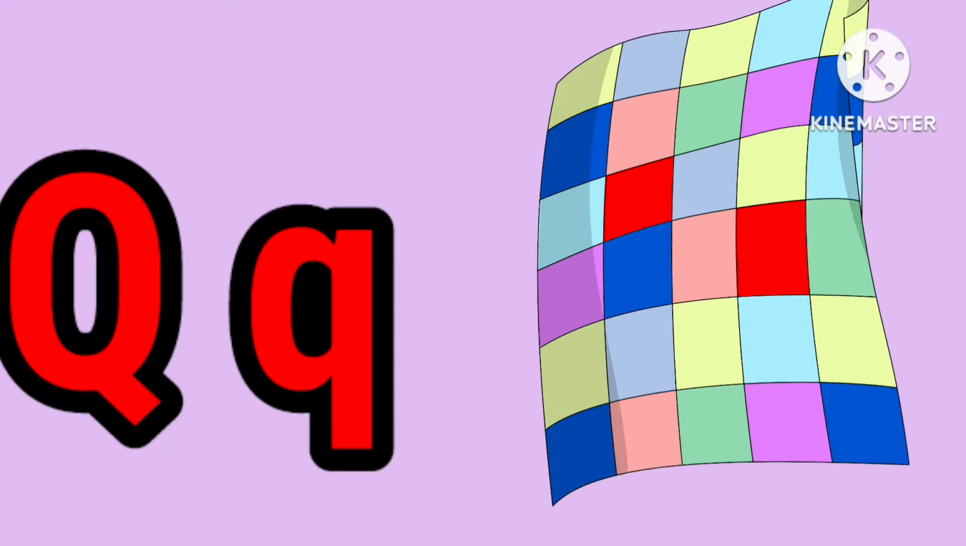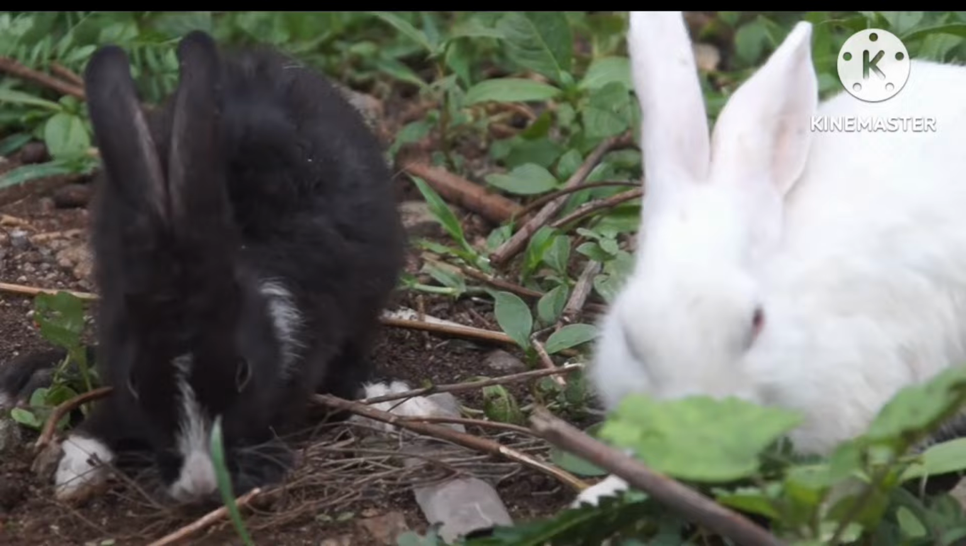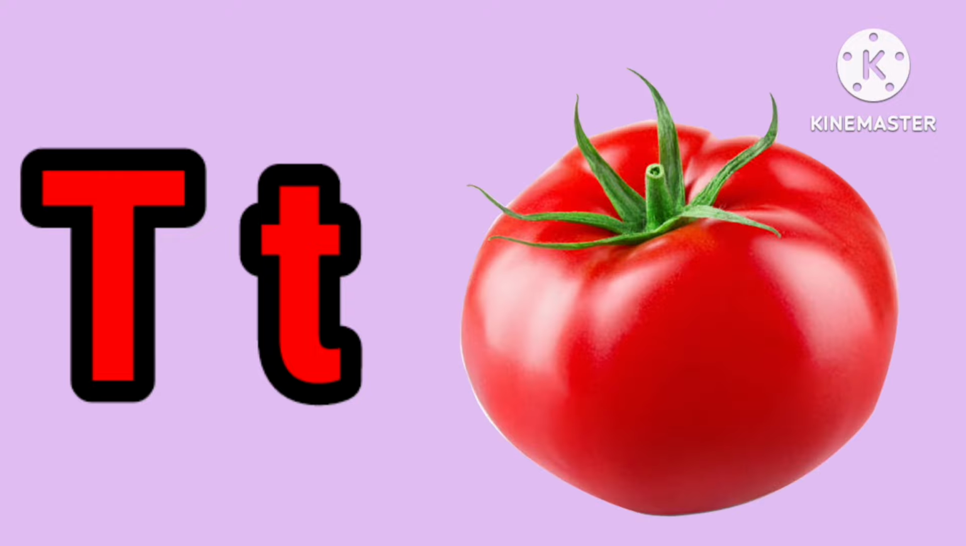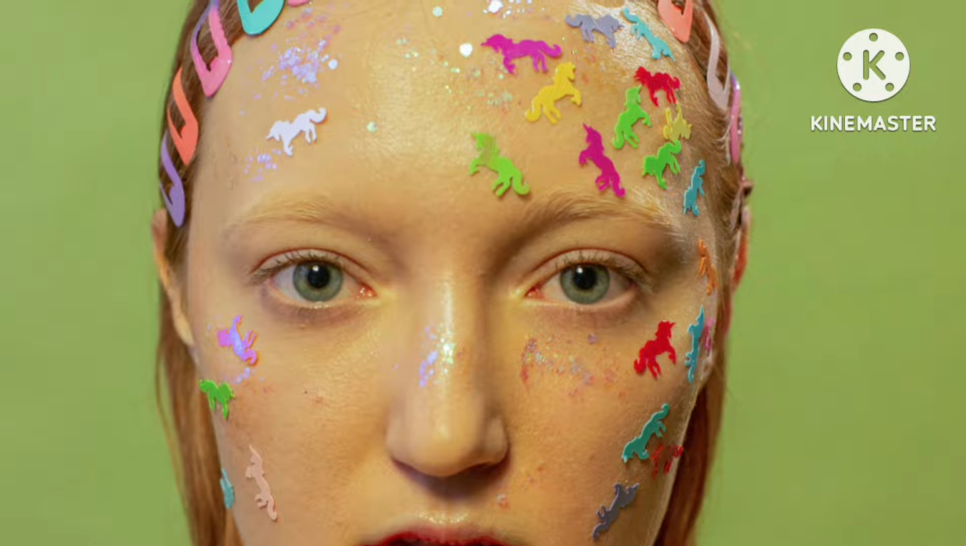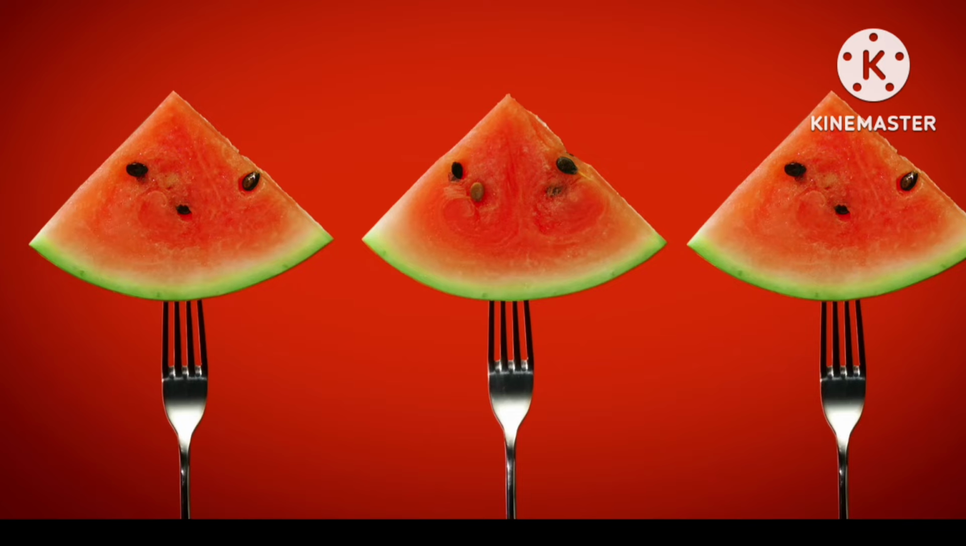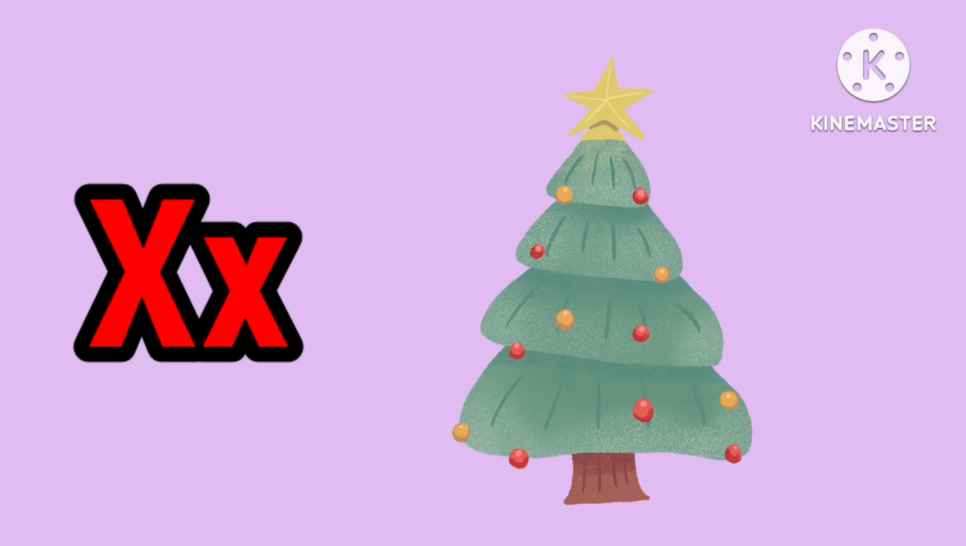Q for quilt, ka ka. R for rose, R for rabbit, ra ra. S for sheep, S for soap. T for toy, T for tomato, da da da. U for uniform, wa wa wa. V for van, V for giraffe, ba ba. W for watermelon, wa wa wa. X for X-ray, X for X-mas.